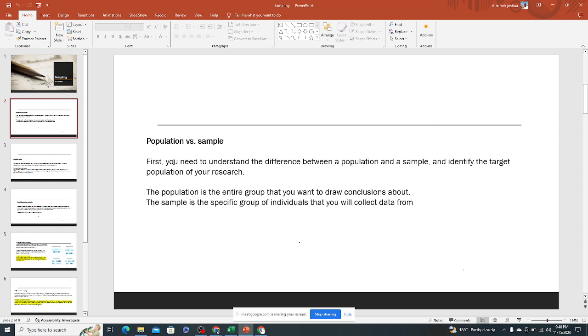First you need to understand the difference between population and sample, and identify the target population of your research. The population is the entire group that you want to draw conclusions about. The sample is the specific group of individuals that you will collect data from, and we take this specific group from the population.